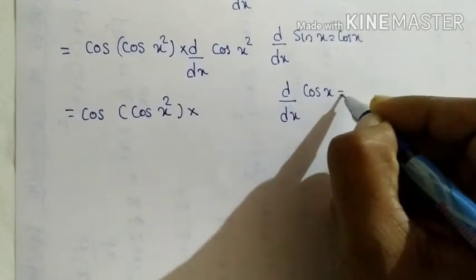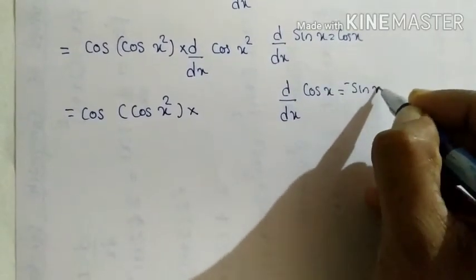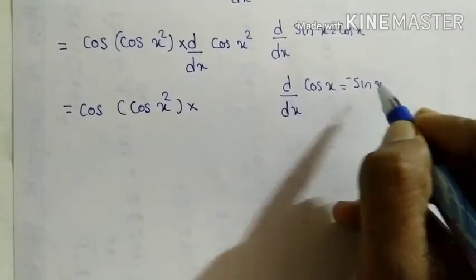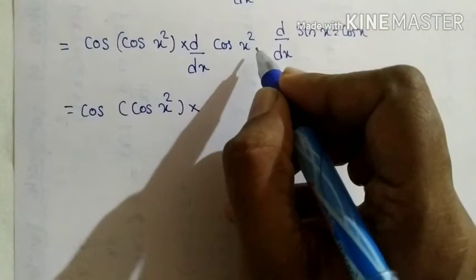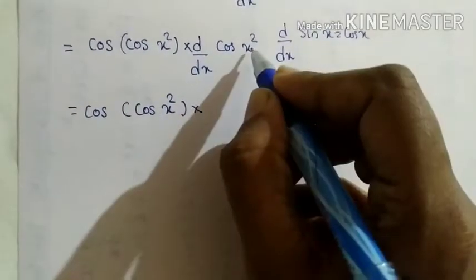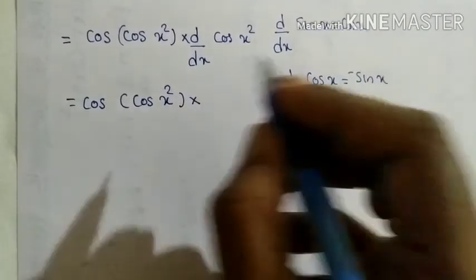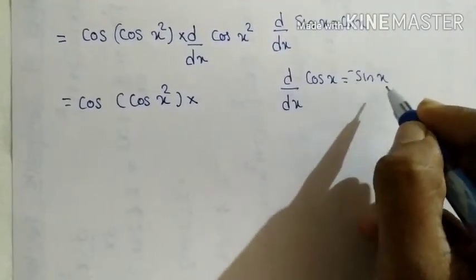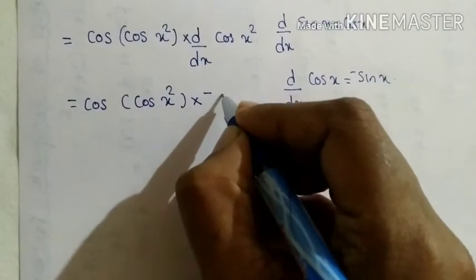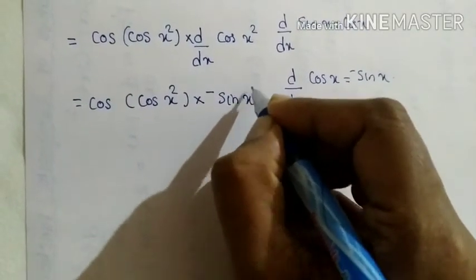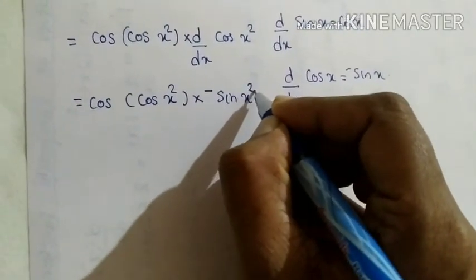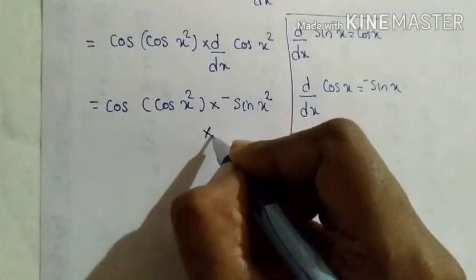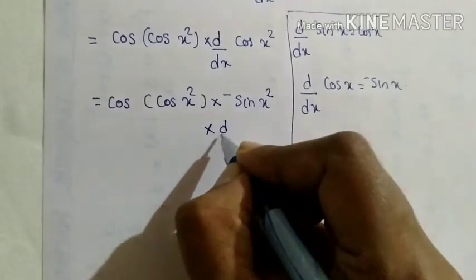We know that the derivative of cos x is minus sin x, but here the derivative of cos x square will be minus sin x square, where x is replaced by x square. Don't forget to write x square into the derivative of x square, which is another function.